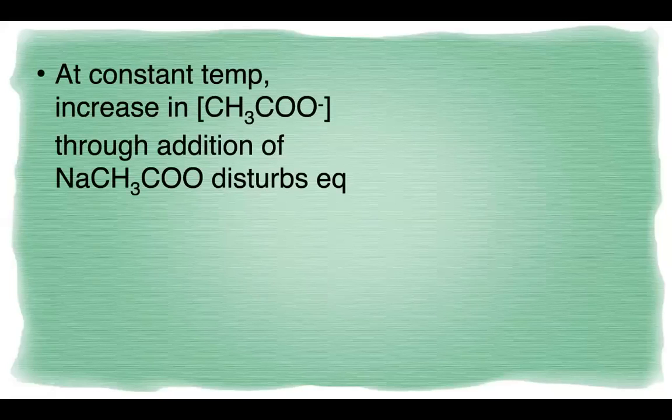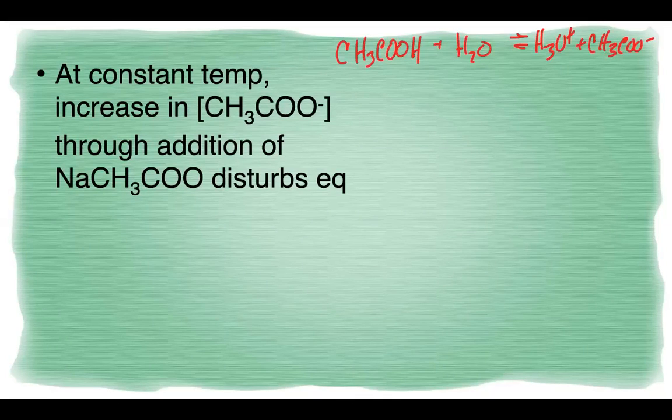At a constant temperature, increasing the concentration of acetate through the addition of sodium acetate disturbs equilibrium. This would be equivalent to increasing the concentration of one of the species in the equation. So again, if you've got CH3COOH plus H2O, hydronium and acetate. So one way to disturb equilibrium is something called the common ion effect.